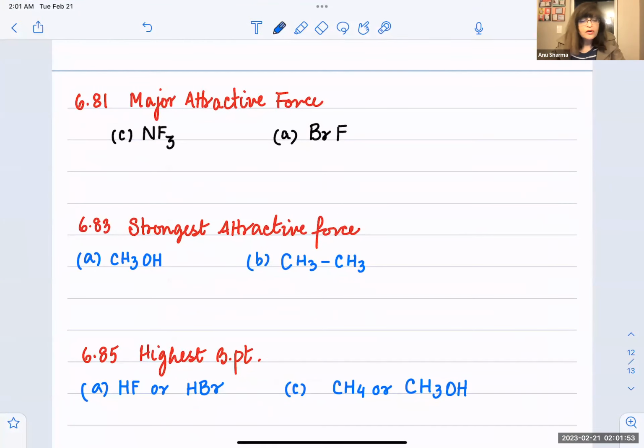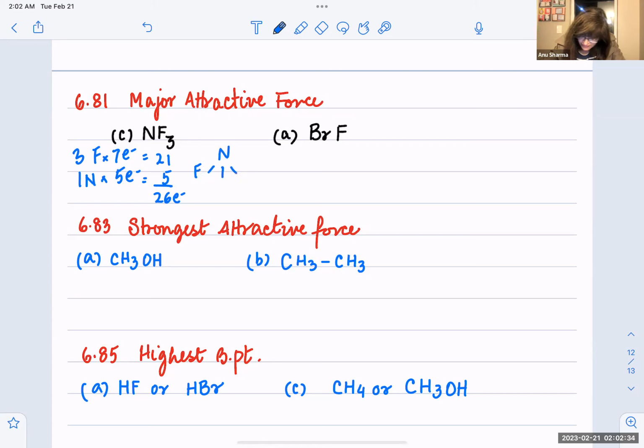So, you know, I like to draw the Lewis structures. That helps you. So nitrogen and fluorines. Nitrogen has 5 electrons, and there is 1 nitrogen and there are 3 fluorines. Each is bringing 7 electrons. So we multiply: 7 times 3 is 21, and this is 5. So 26 electrons, and nitrogen, fluorine. All right. What is the major attractive force? So 1, 2, 3, 4, 5, 6, 7, 8, 9, 10, 11, 12, 13, 14, 15, 16, 17, 18, 19, 20, 21, 22, 23, 24, 25, and 26.